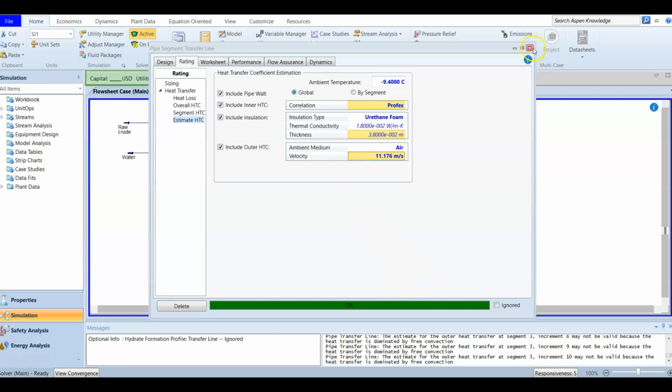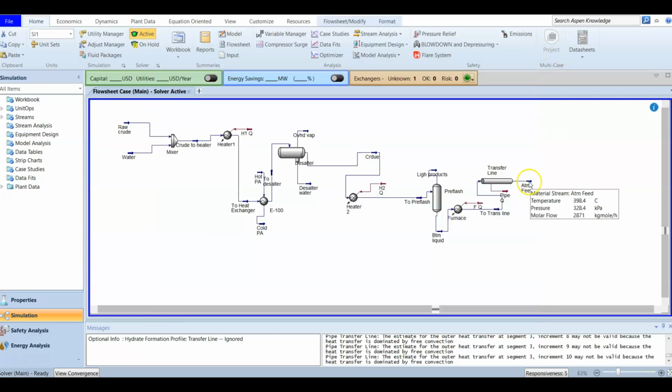your pipe is solved. If we look here at the pressure, this is the inlet of the transfer line. And the pressure here is 370. If we look at the feed pressure, it will be 328. This is what I'm talking about. This is the pressure drop that happened inside the pipeline. The pressure at the inlet will be higher than the outlet.